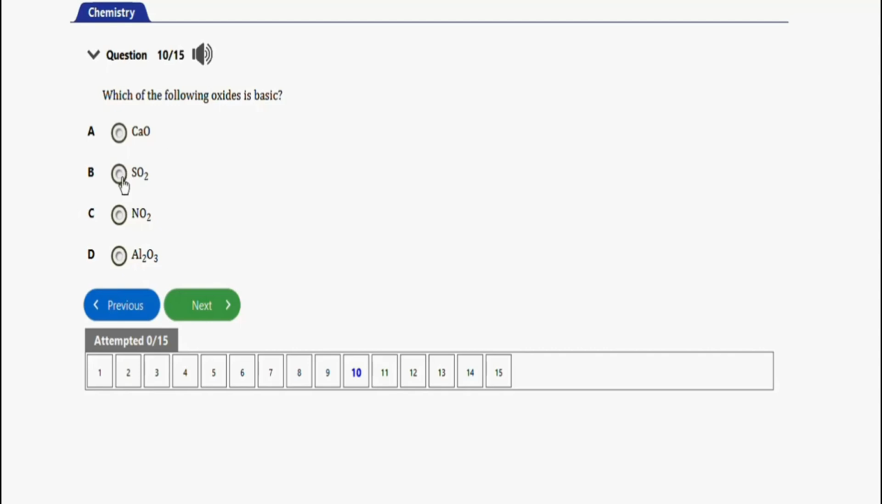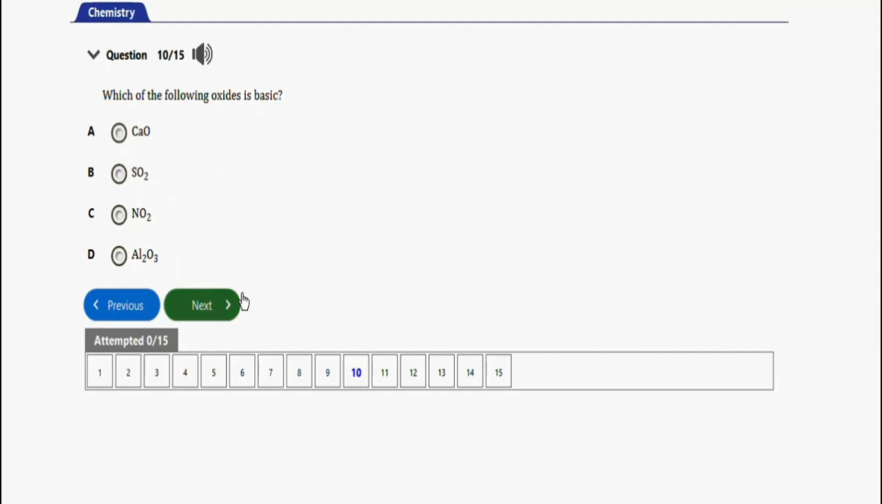Okay, option B, oxides of non-metals are acidic in nature. Option C is also an acid. This NO2, that's nitrogen oxide. This option B is sulfur oxide. This option D, aluminum oxide. So it's not a base. Okay, so the right option here is option A, calcium oxide, which is a weak base.